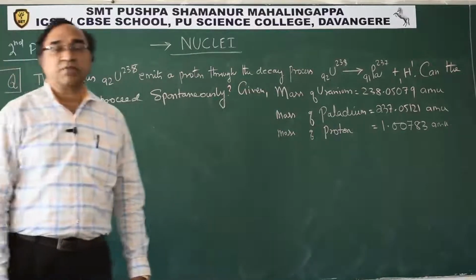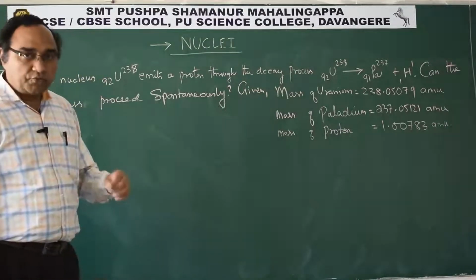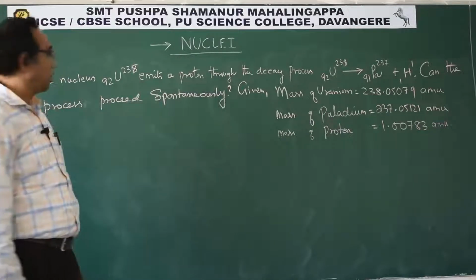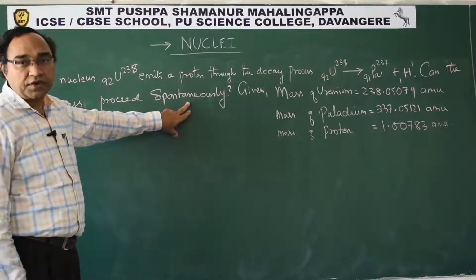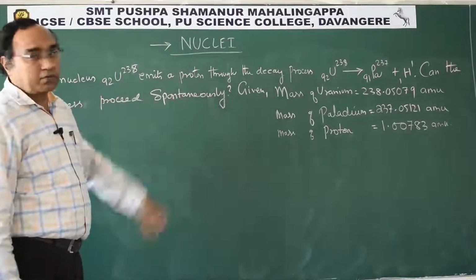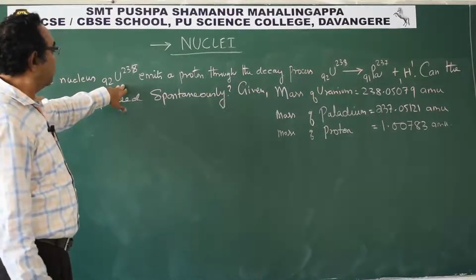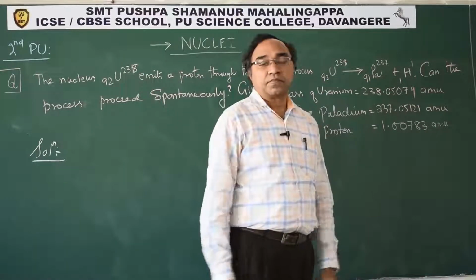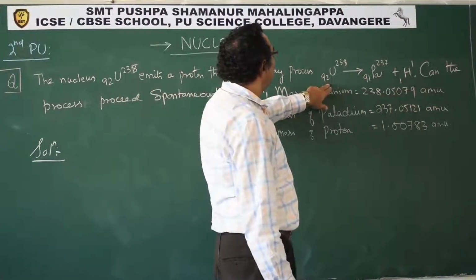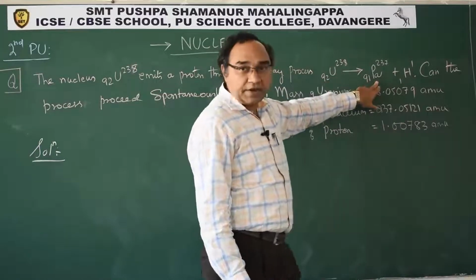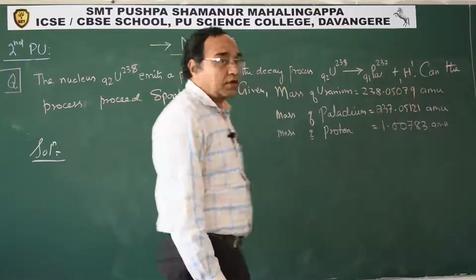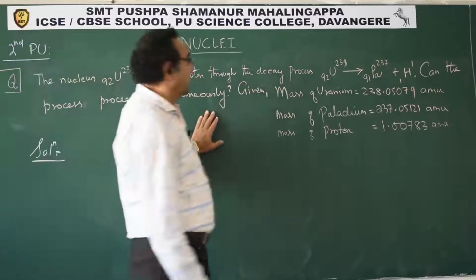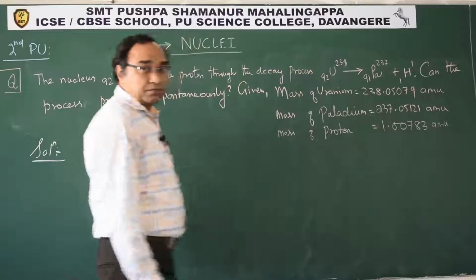Well students, let us take one more conceptual question. This question deals with whether a given process can happen spontaneously or not. I hope you have some idea of spontaneous. I think you have done this in chemistry also. So the nucleus 92U238 emits a proton through the decay process. So one process is given. What is that process? It says 92U238 decays to form palladium and 1 proton is released. The question is, can the process proceed spontaneously? How to check that? Data is given to us.